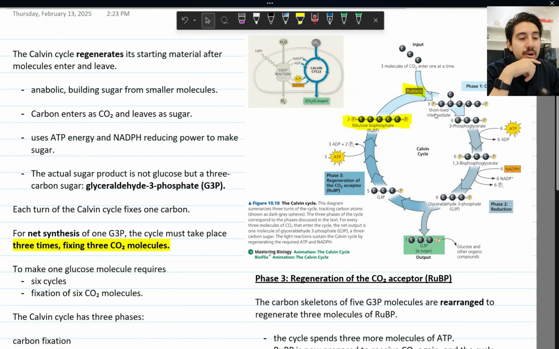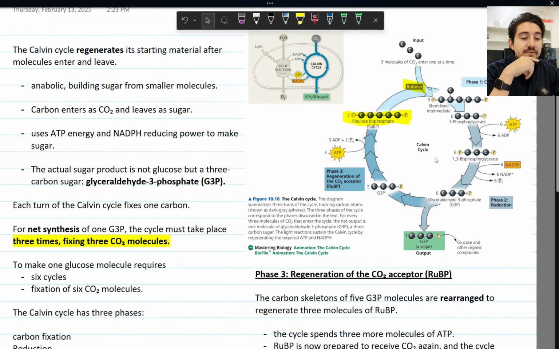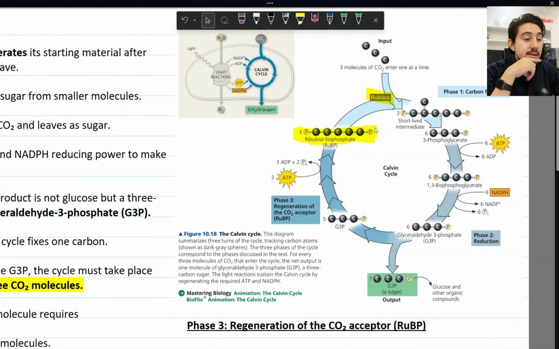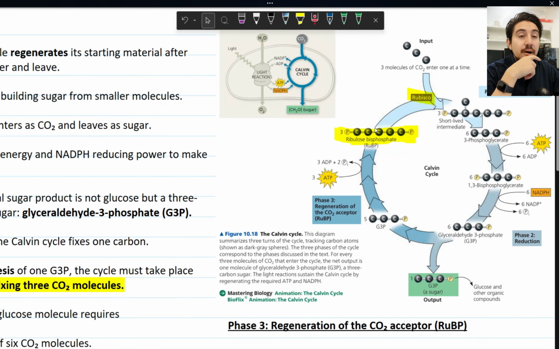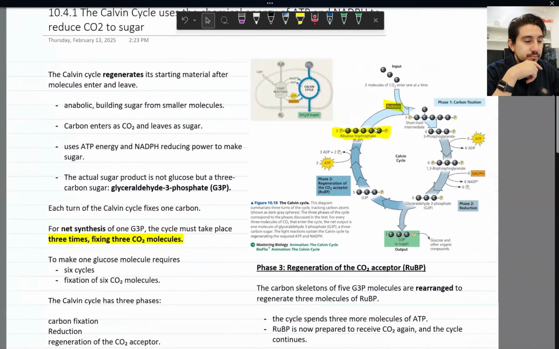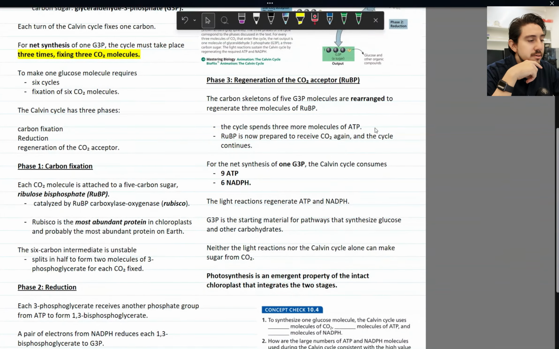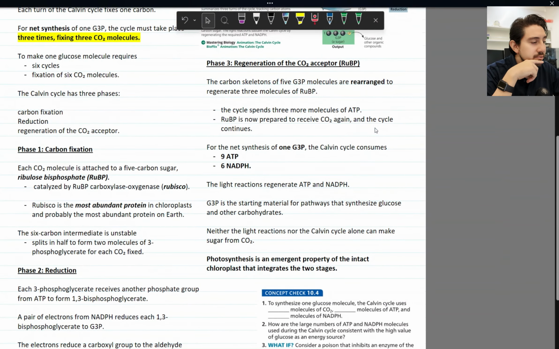The general process occurs in 3 phases. Phase 1 is called carbon fixation, phase 2 is reduction, and phase 3 is regeneration of the first carbon dioxide acceptor, which is called ribulose bisphosphate, also known as RuBP. I'm going to zoom into this as we go along. Just for you to see the notes here, not anything extraordinarily difficult there.